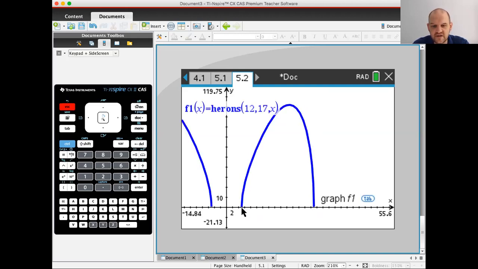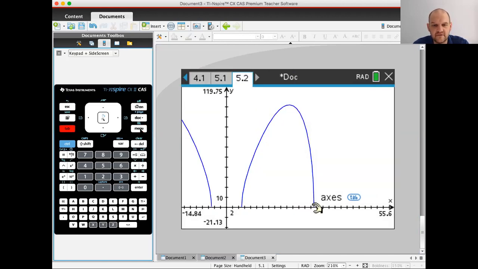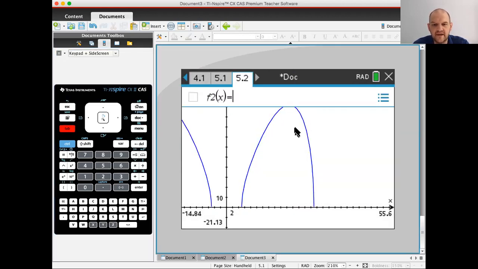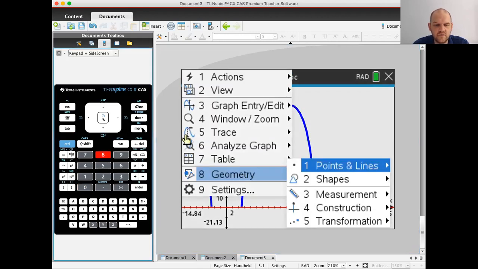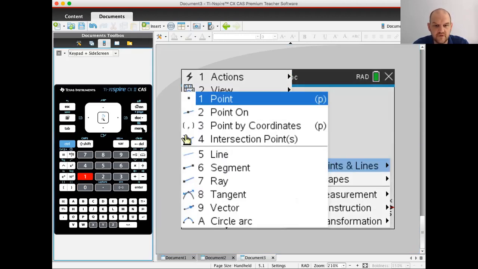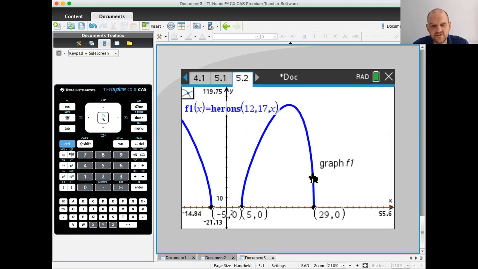Now what's interesting, I think, is if I find these x-intercepts, they should be the smallest possible x value and the largest possible x value. So let me do that. Let's do, I'm going to add a graph. I'm going to add a graph of 0. I'll do menu 8, 1, 814, sorry, intersection points. It's menu 813 on the old version of the Inspire.